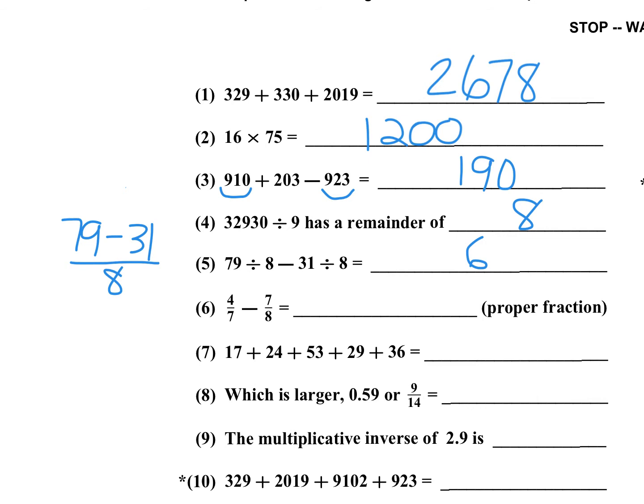Number 6, they want the answer as a proper fraction, and you have 4/7 minus 7/8. I'm going to do a cross product where I multiply 8 times 4, that's 32, and then 7 times 7, that's 49, and then I'm going to subtract because it says minus. What's 32 minus 49? Negative 17. Over my denominator, which would be 7 times 8, which is 56.